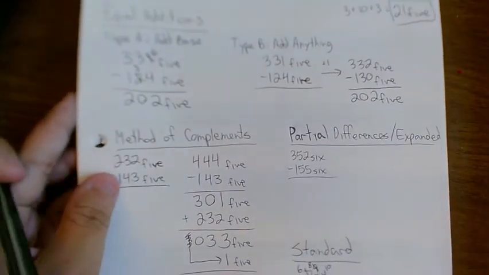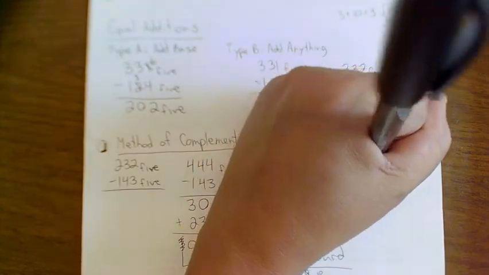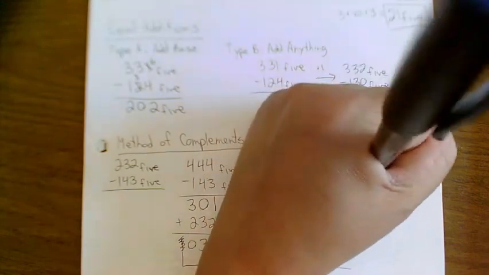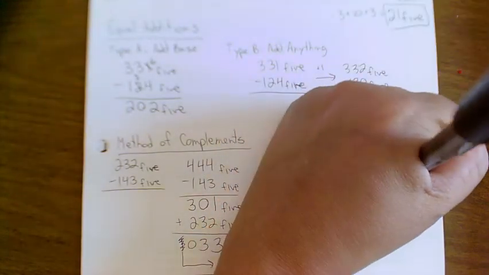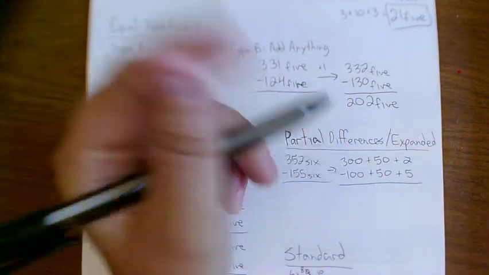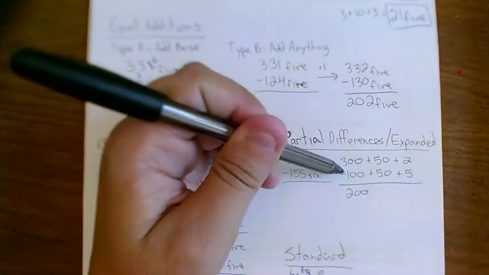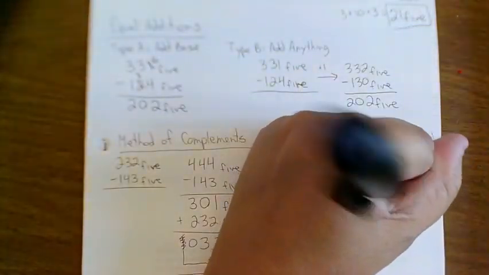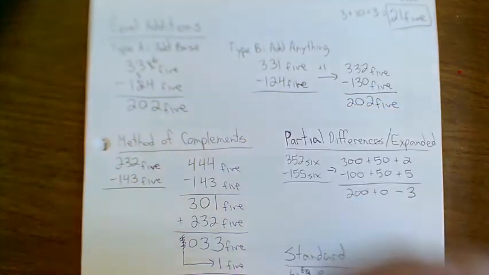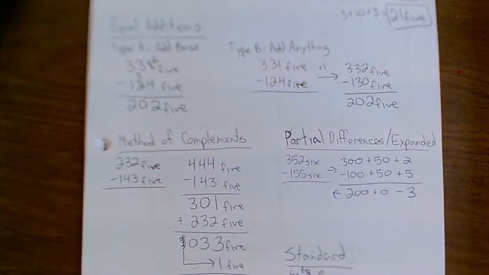All right, and then last one, partial differences. So we have 3, 0, 0 plus 5, 0 plus 2 minus 1, 0, 0 plus 5, 0 plus 5. So 3 flats minus 1 flat would give you 2 flats. So 2, 0, 0. 5 longs minus 5 longs gives you nothing. And then 2 units minus 5 units gives you negative 3. So then again, you have to do some math to figure this out.